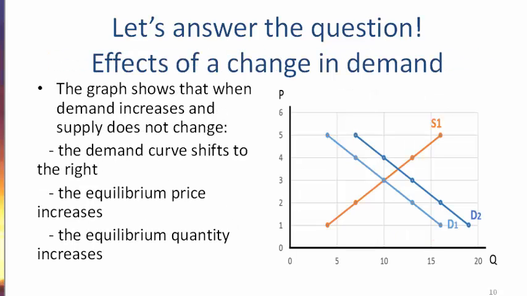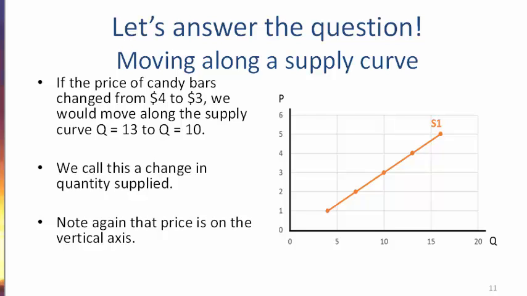Okay, if we put the new demand curve together with the supply curve, we note that the increase in demand causes the equilibrium price to go up and causes the equilibrium quantity to go up as well. Now let's move to supply, and again we note that for a given supply curve, if price changes, we just move along the supply curve, say from $4 to $3, and the quantity changes, but we don't need to shift a curve for a change in price, and we call this a change in quantity supplied.